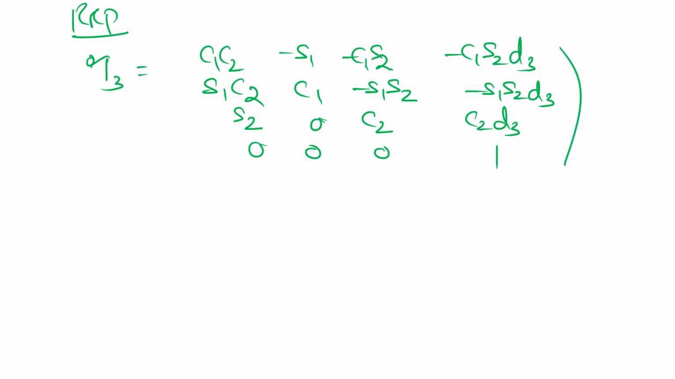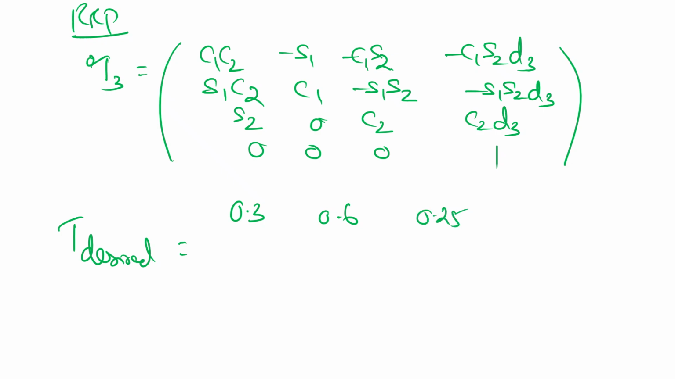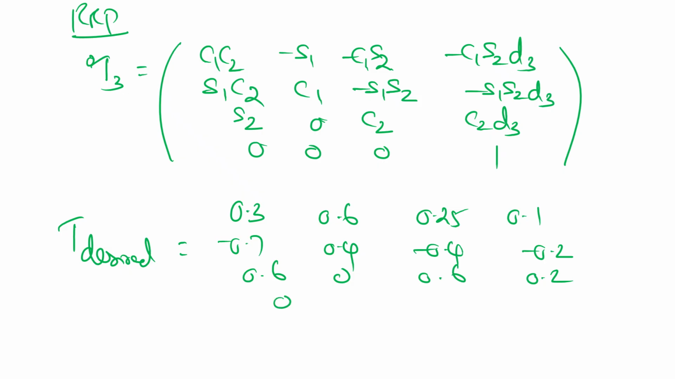Now the goal, or desired value, is given by your client. It is given as 0.3, 0.6, 0.25, 0.1. This is the x value. Then minus 0.7, 0.4, minus 0.4, minus 0.2. Then this one is 0.6, 0.6, 0.2. Okay, 0, 0, 0, 1.